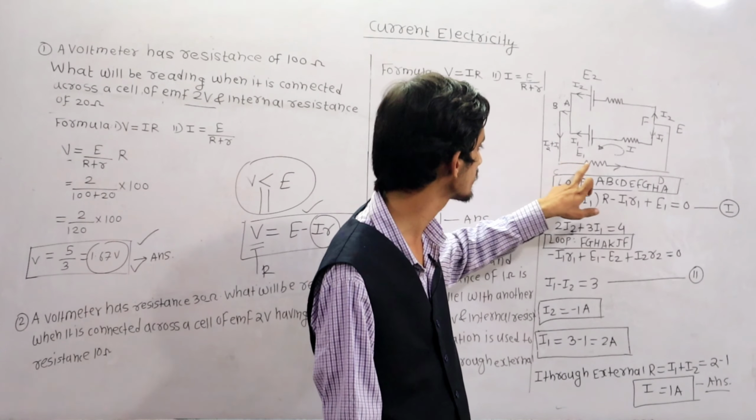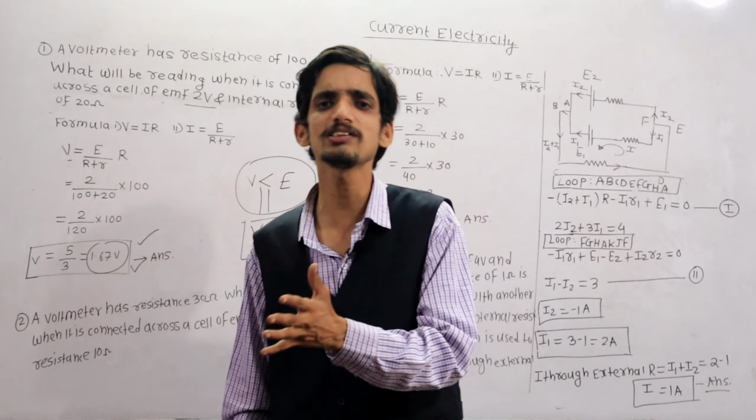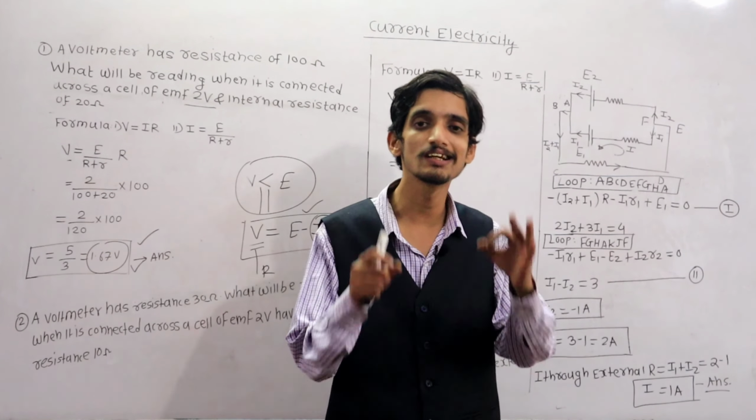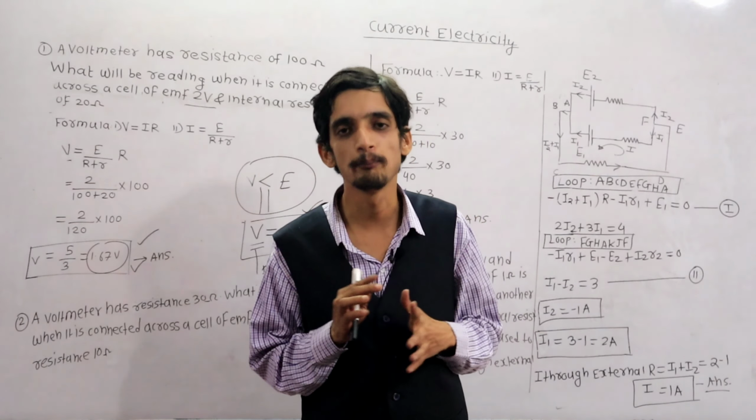So the current flowing through that resistance is 1 ampere into the resistance, that is 2 ohms. So the terminal potential difference is 2 volt and the current flowing through the external resistance is 1 ampere.